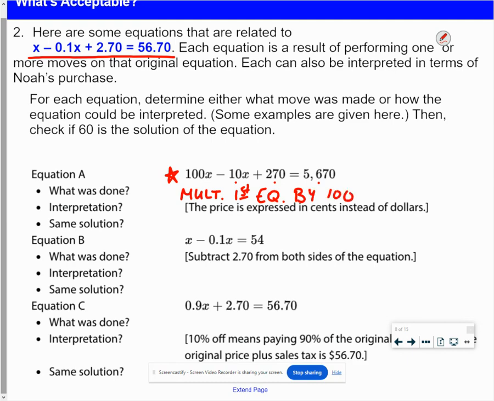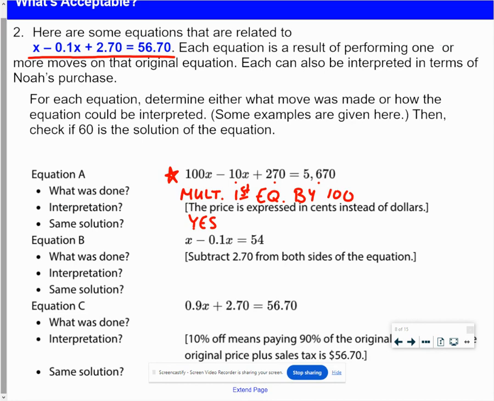And the interpretation of that, they even say it right there: the price is expressed in cents instead of dollars. If I multiply everything by 100, it changes dollars into cents. Will it give me the same solution? Yes, it absolutely will. It has to work because I just did the same thing to both sides of the equation. We're still balanced.